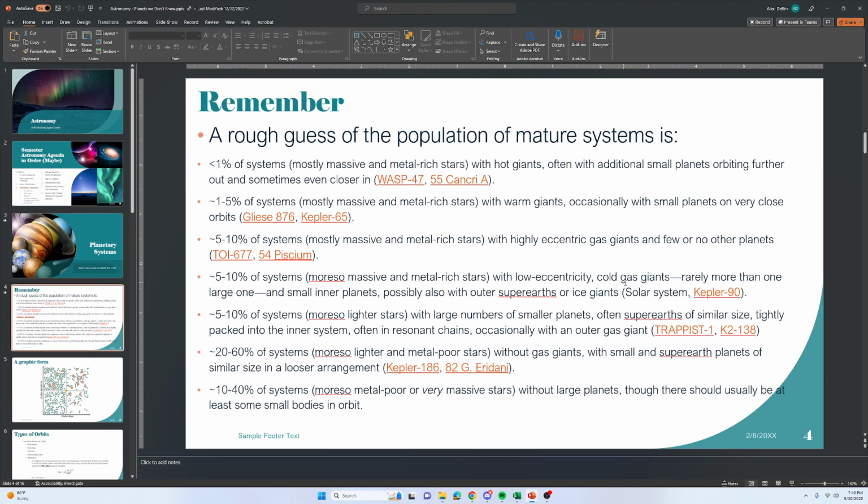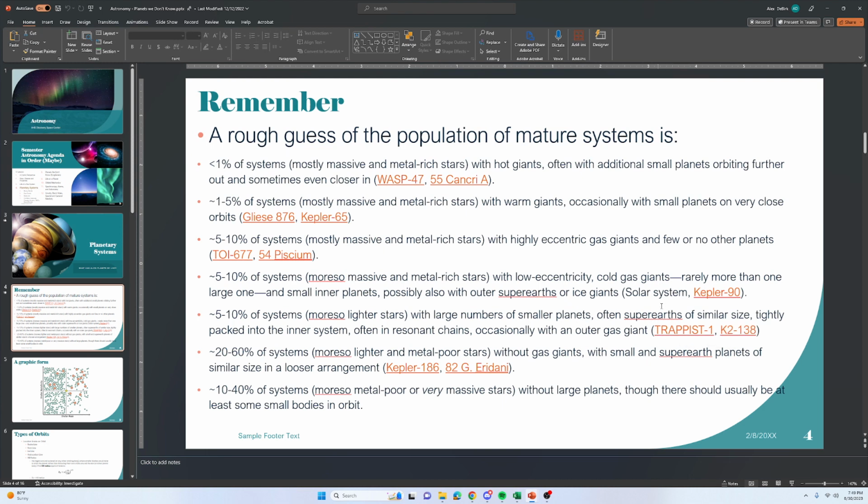Another 5 to 10% will be massive and metal-rich. They will have cold giants like our Jupiter, and rarely will they have more than one large one. And then they'll have inner planets with maybe outer ice giants or super Earths. Super Earths are rocky worlds bigger than Earth. Another 5 to 10%, these are lighter stars with large numbers of small planets, with super Earths of similar size tightly packed into the inner system in resonant chains, occasionally with an outer giant, very rarely.